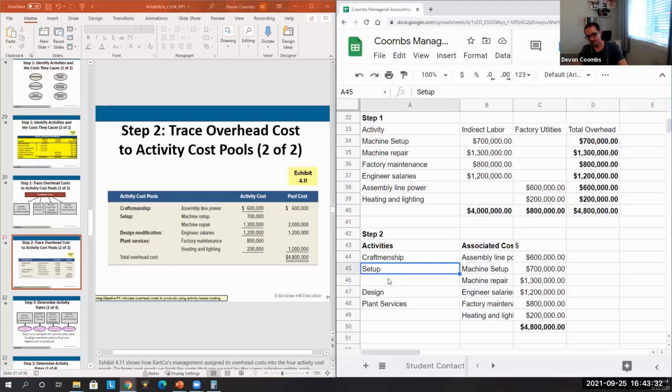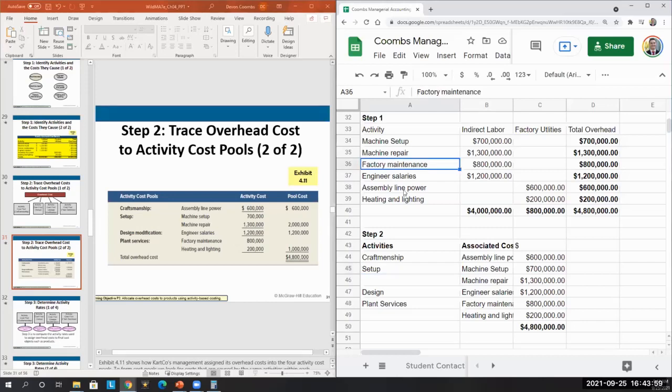Yes, Michelle? So in terms of organizing the chart, how do we know how to put it in the right column? What do you mean? What's the question? Like the assembly line, then the activities, how do we know which one to put?